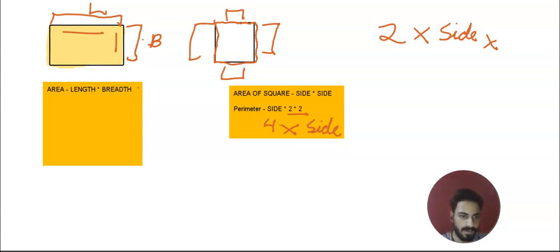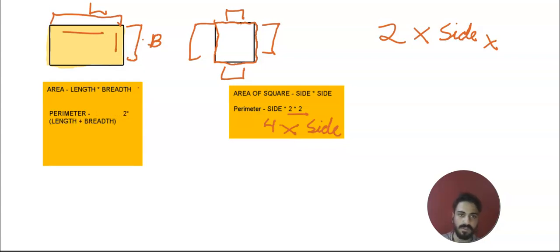Now let's write about perimeter. Perimeter will be 2 into length. What do you think comes next? Length plus breadth. Now there's one mistake that is commonly made in this formula, and that is the bracket. Length plus breadth will always be in a bracket, otherwise it's not correct.